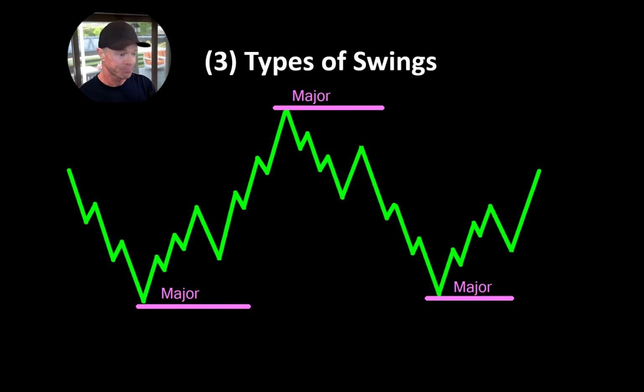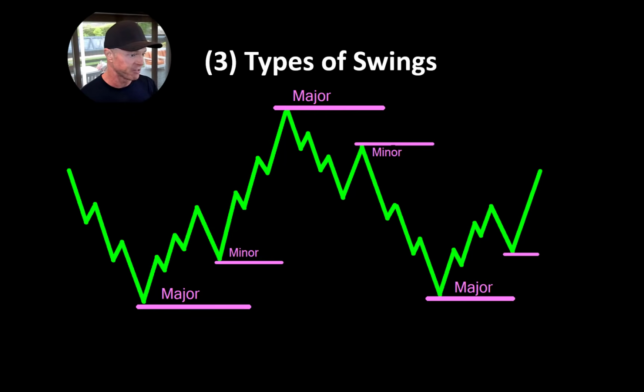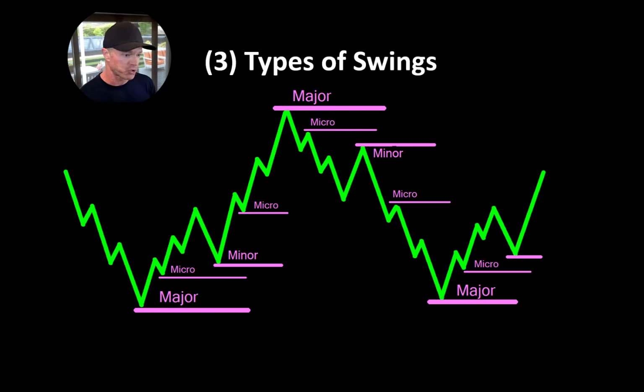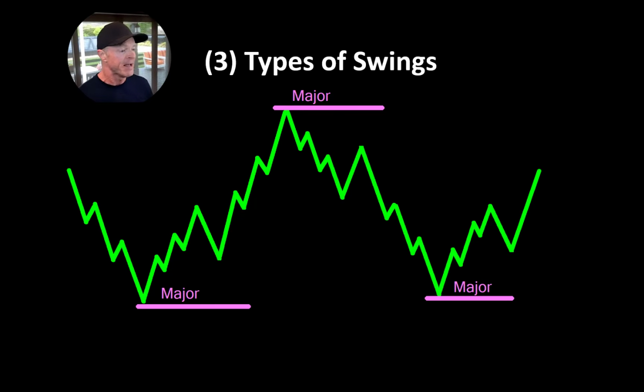There are major swings, which may take a few days to develop. There are minor swings, which may take a few hours to develop. And there are micro swings, which might only take a few minutes to develop. Now, major swings are by far the most important because of the self-fulfilling prophecy. What does that mean? It means everyone knows where the major swings are. And if everyone's using them, they do tend to work the strongest.